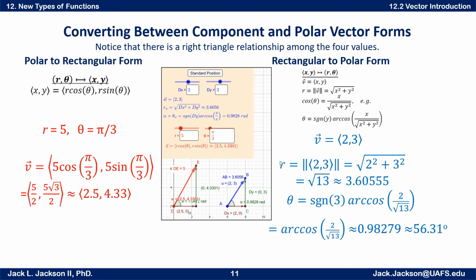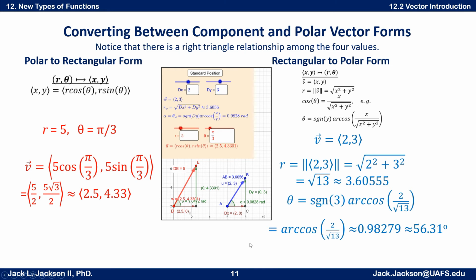Theta is going to be the angle right here. If you look over here in the graph, it should be about 0.98 radians. Over here, we see the exact value is the sign of 3, not sin, but sgn, in other words, positive 1, times the arc cosine of 2 over square root of 13. So the correct answer is arc cosine of 2 over square root of 13. That's the exact value. That's approximately 0.98279 in radians, or 56.31 in degrees.